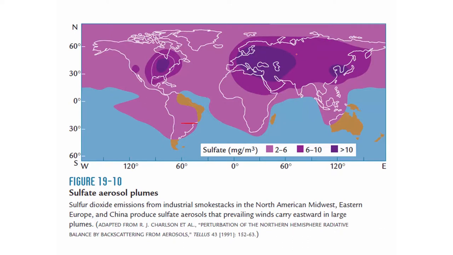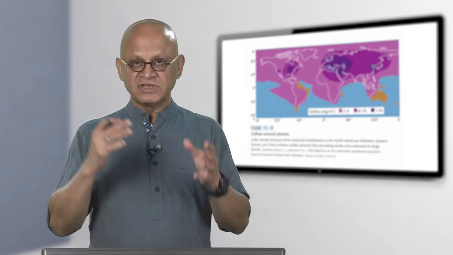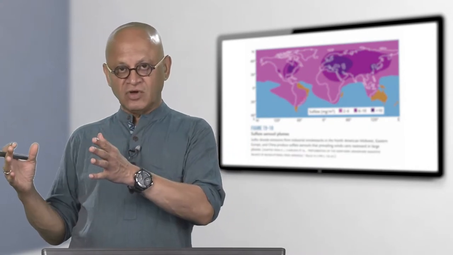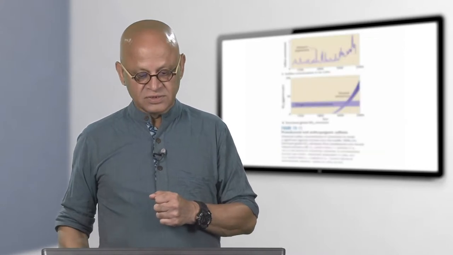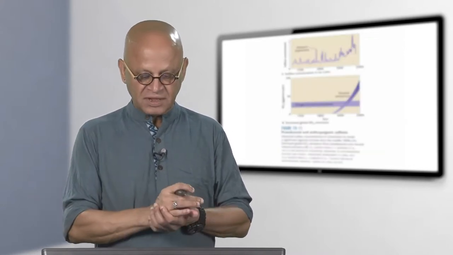Europe is still burning a substantial amount of coal or generating sulfates from inefficient burning of fossil fuels and so on. And China is obviously another bullseye where high economic development produces lots of sulfates. And we'll see what sulfate forcing does to the radiation balance of the Earth. So lots of different types of forcing.